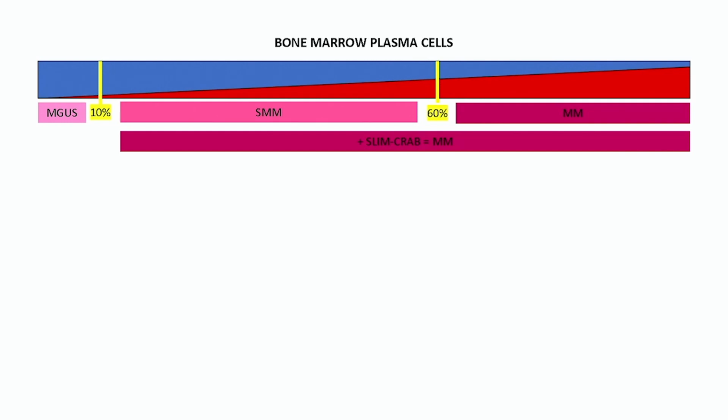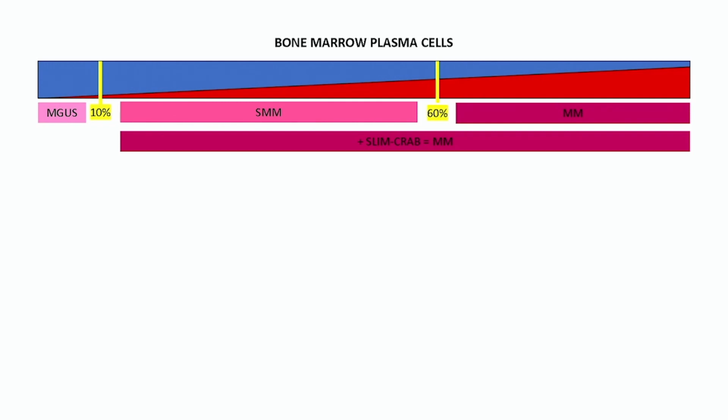Those patients have a well-defined risk of progression into multiple myeloma, and it's estimated at 1% per year. If the same patient has more than 10% plasma cells, those would be termed smoldering multiple myeloma, and they have a higher risk of progression to multiple myeloma of 10%.